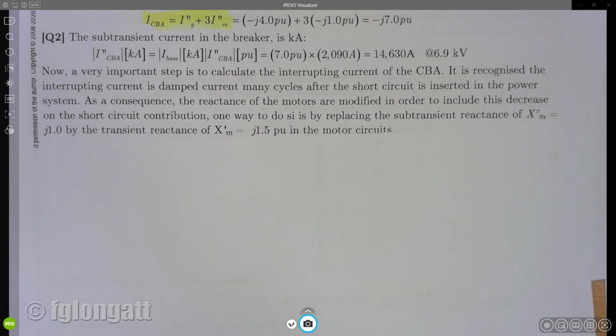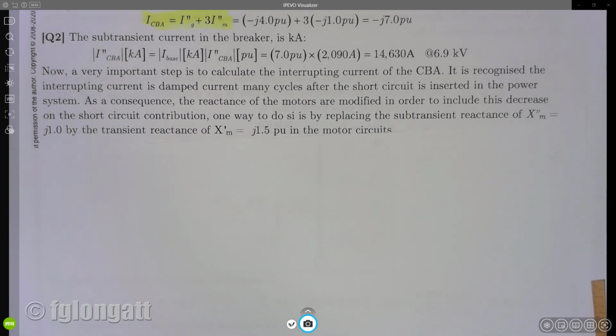moving through the circuit breaker, it's not the instantaneous current. The current that we calculated before was the subtransient current, and that is the maximum instantaneous current that will go through the circuit breaker.